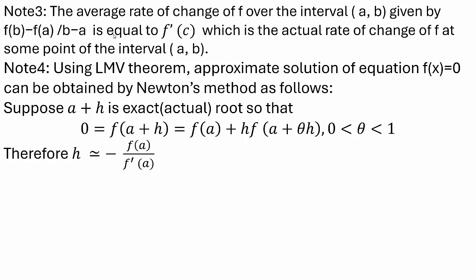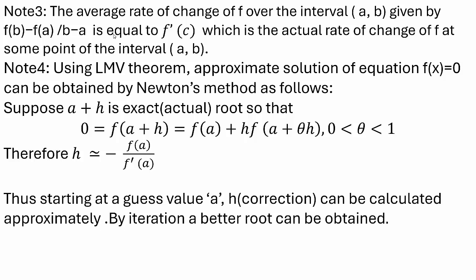Therefore, h is approximately equal to minus f(a) divided by f dash (a). Thus, starting at a guess value a, the correction h can be calculated approximately. By iteration, a better root can be obtained. We shall use this method in solving f(x) equal to 0.